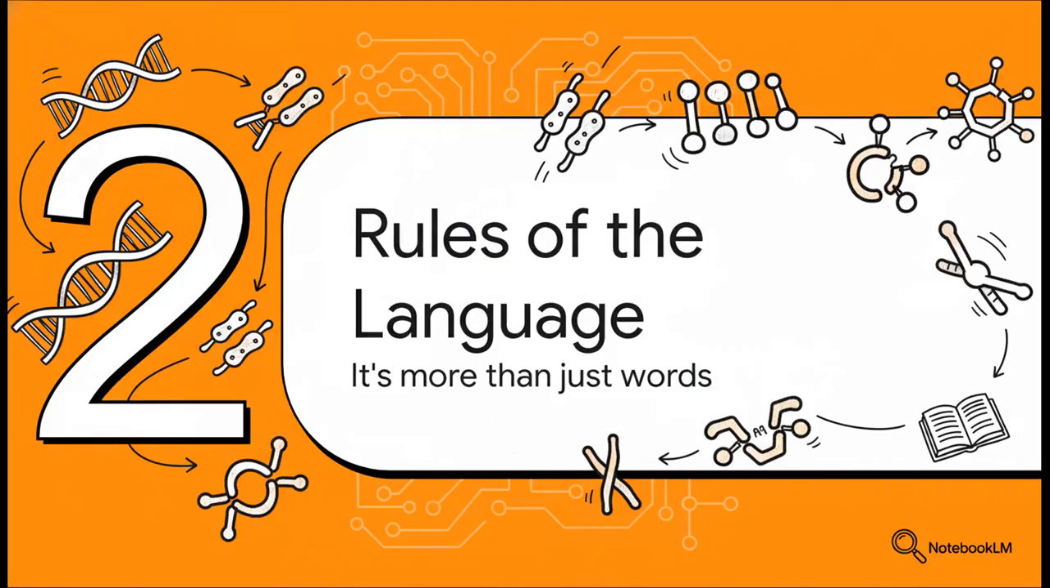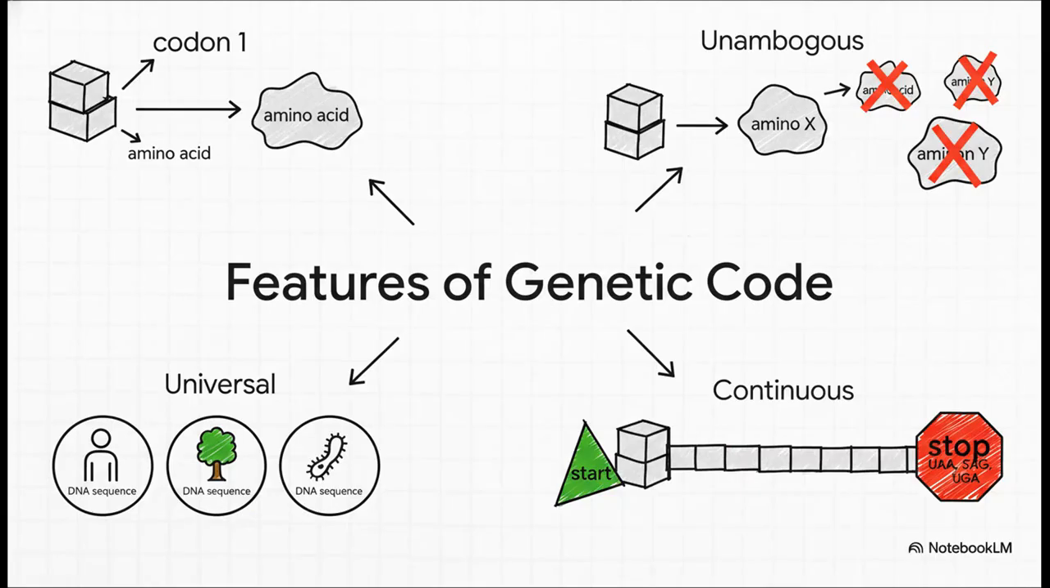It's all right there. Okay, so we've got the words, but you know, any good language also needs grammar. And it turns out, this genetic language has a very specific set of rules. So here are the key features. First, the code is degenerate, which is just a fancy way of saying it has some redundancy. You can see that 4 different codons all code for proline, but, and this is super important, it's also unambiguous. Any single codon will only ever code for 1 specific amino acid. No confusion there. What's truly mind-blowing is that it's almost universal across all life on Earth.